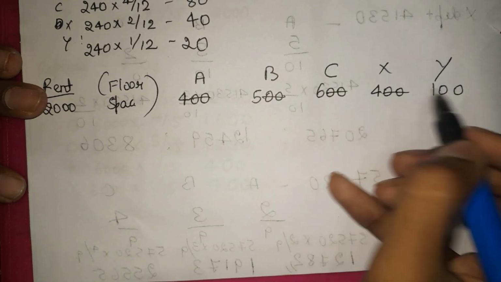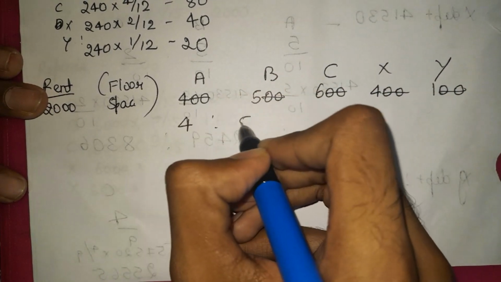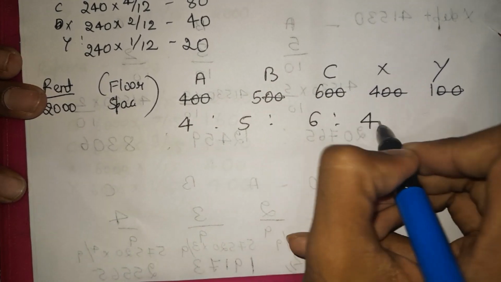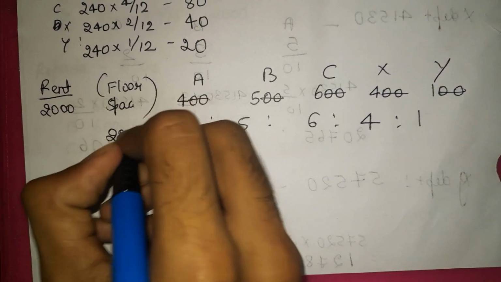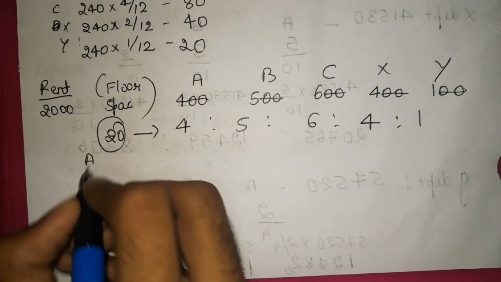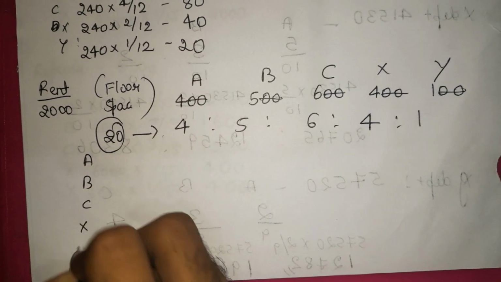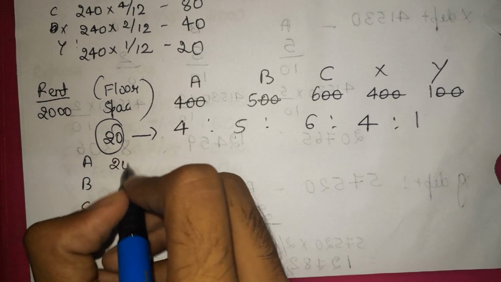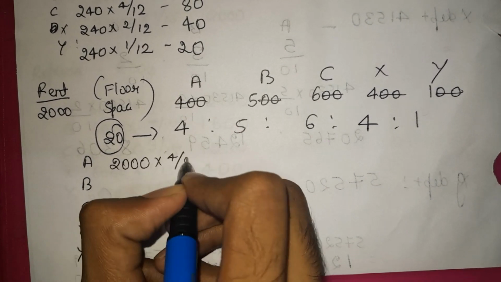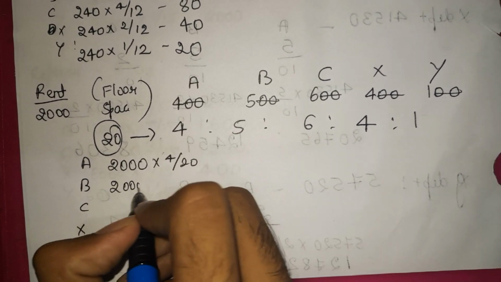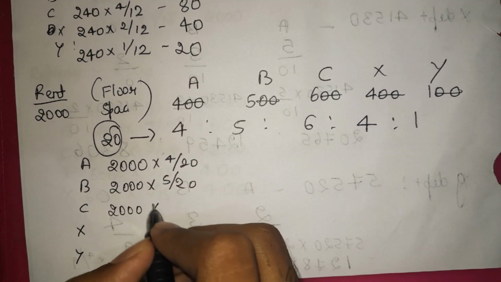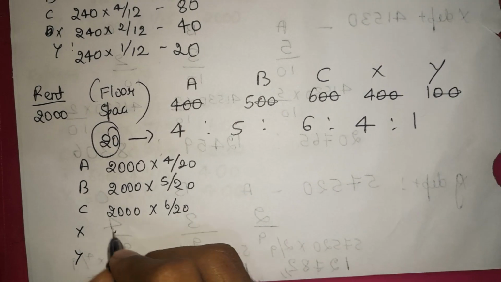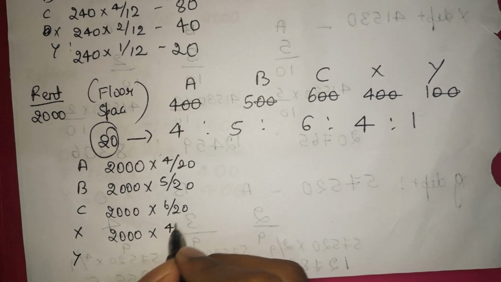Simply cancel 2 zeros. It will be 4 is to 5 is to 6 is to 4 is to 1. So 4 plus 5 plus 6 plus 4 plus 1 it will be 20. Total it will be 20. So A, B, C, X and Y. A it will be 2000 into 4 by 20. B it will be 2000 into 5 by 20. C it will be 2000 into 6 by 20. X it will be 2000 into 4 by 20.